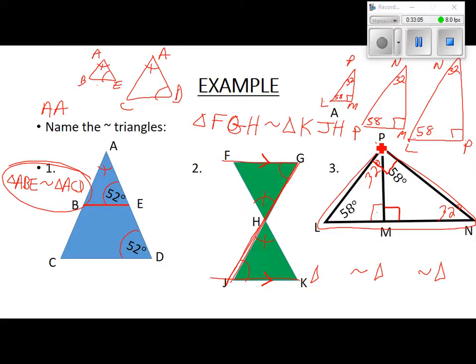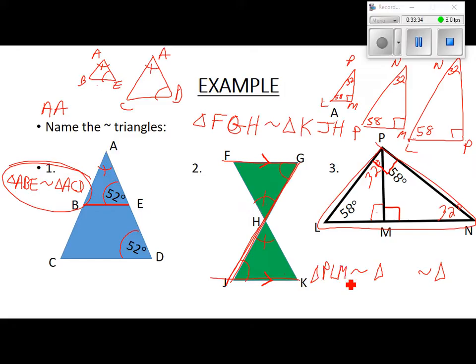P is the right angle, right? Did we mark P as the right angle? Yeah, I know I did. And that's why I want them marked. Are you going to be confused if you don't do that? Yeah, you're going to be lost. Name this triangle for me. PLN.